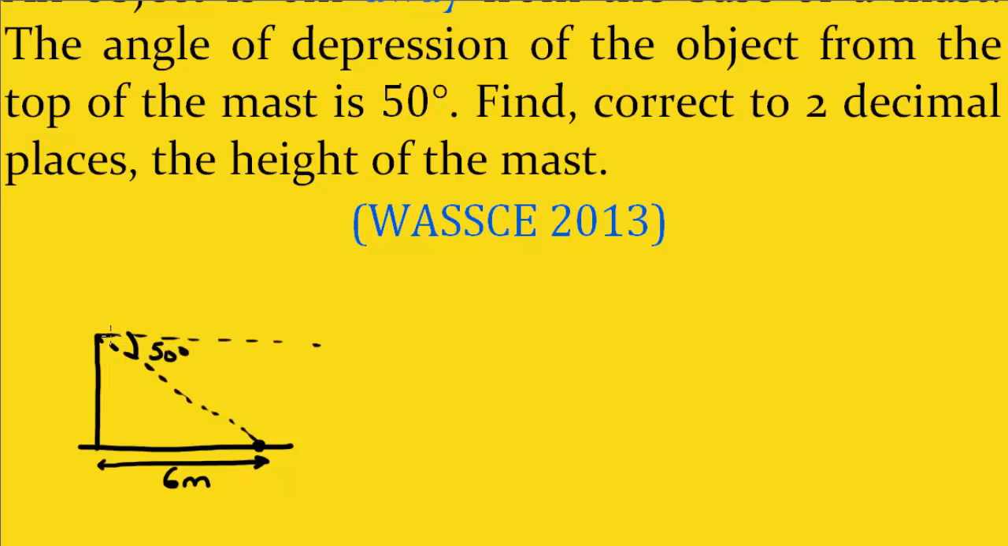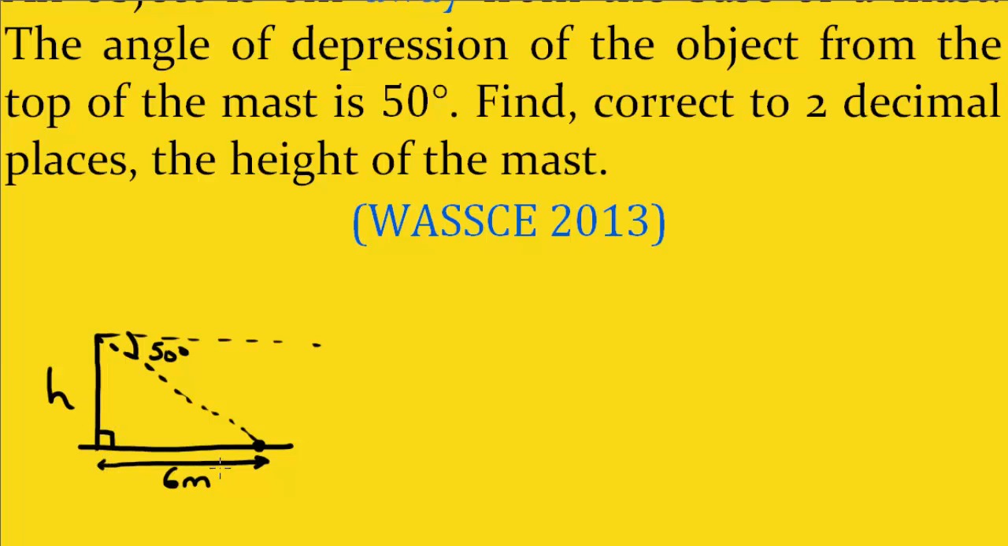From the top of the mast is always this angle. So, the question then says find, correct to 2 decimal places, the height of the mast. Like I said, the mast is always erect, vertically erect. It's always at right angles to the ground. So you think of this horizontal line here as the ground. This vertical line is representative of the mast, which is at right angles.